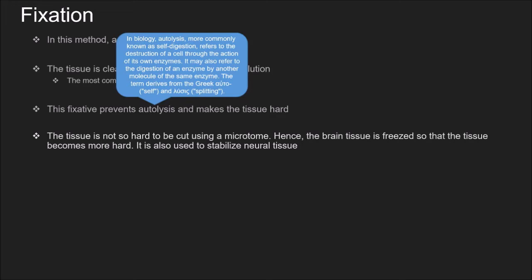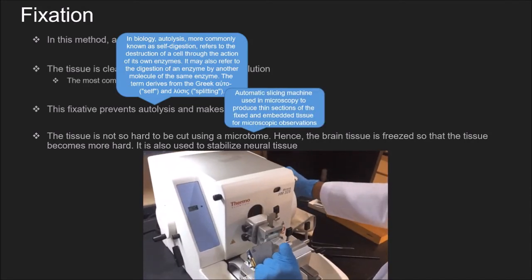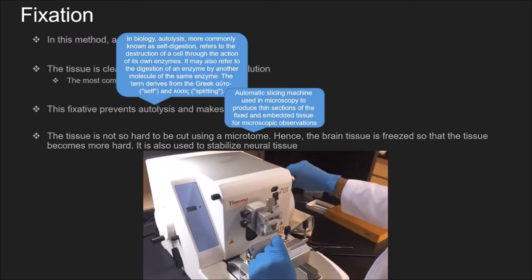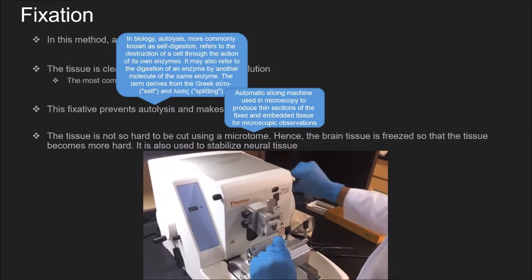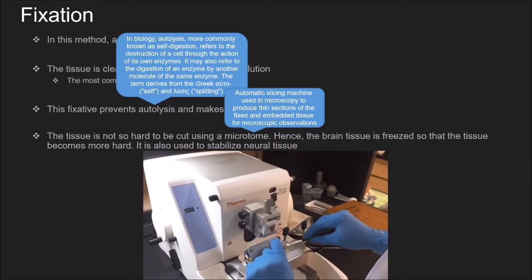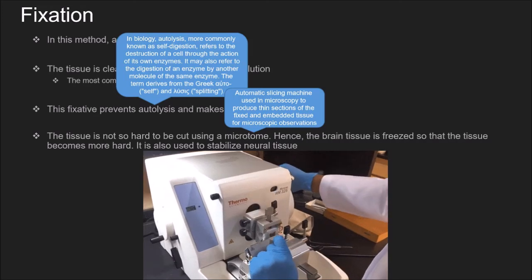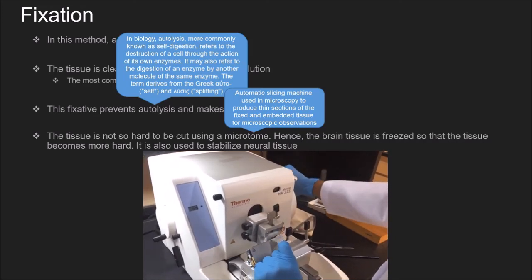But still, the tissue is not hard enough to be cut using a microtome. Hence, the brain tissue is frozen so that the tissue becomes harder. We will learn freezing in the next slide. It is also used to stabilize the neural tissue. Now, a microtome is an automatic slicing machine used in microscopy to produce thin sections of the fixed and embedded tissue for microscopic observations.